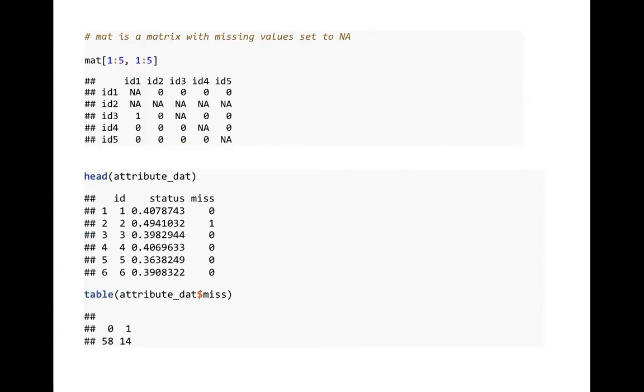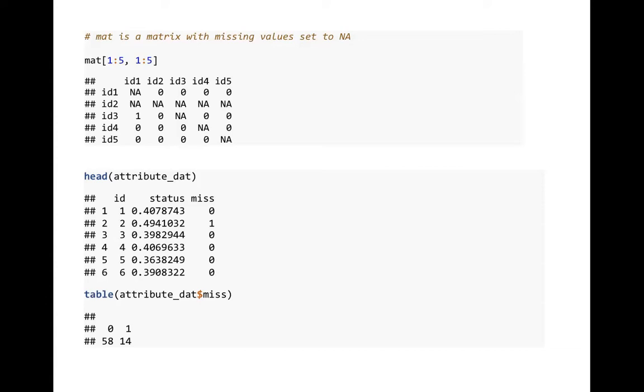When you load in this R data file, there are two objects there, mat and attribute underscore dat. So the mat is the input matrix showing friendship, in our little example network. So there are 72 nodes in the network. In this case, we can assume the relationship of interest was friendship. So a 0 is an observed 0. That means, for example, person 1 did not name person 2, 3, 4, or 5 as a friend. A 1 means they did name them as a friend. So person 3 named person 1 as a friend.